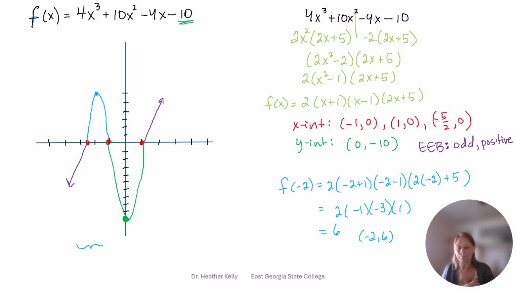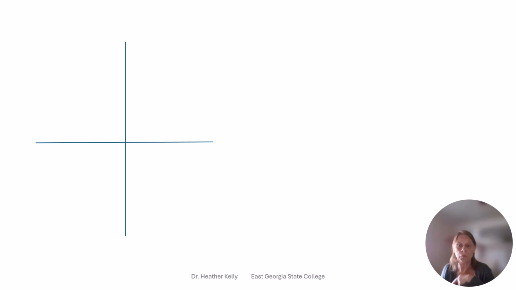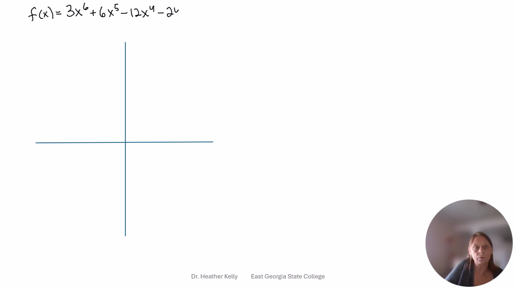Okay, awesome. I have another you-do for you to do. f of x is equal to 3x to the 6th plus 6x to the 5th minus 12x to the 4th minus 24x cubed.